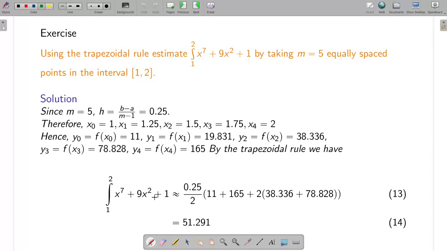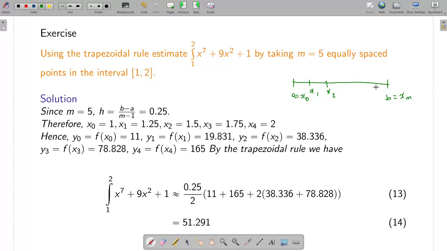Let's look at one problem. Let us solve one problem using the trapezoidal rule. Using the trapezoidal rule, let us estimate this integral, x raised to 7 plus 9x square plus 1, by taking 5 equally spaced points in the interval. Now, when we want m equally spaced points in an interval, that is a going from x0, x1, x2 up to b equals xm.